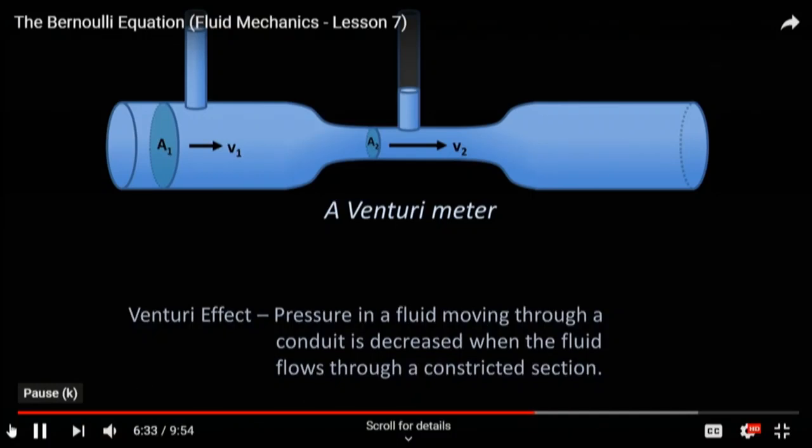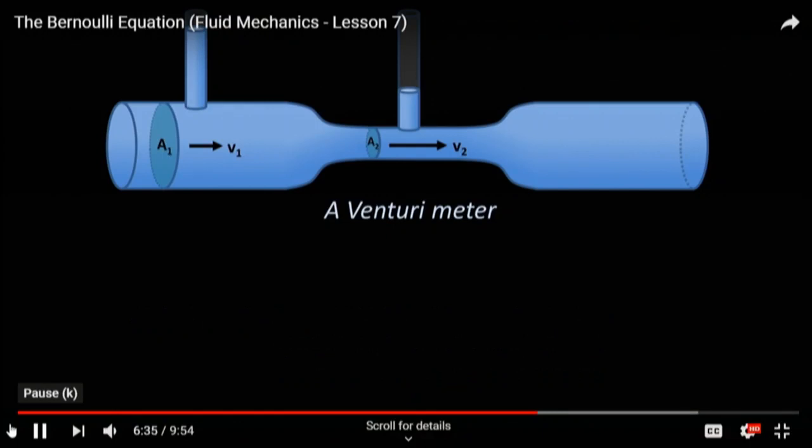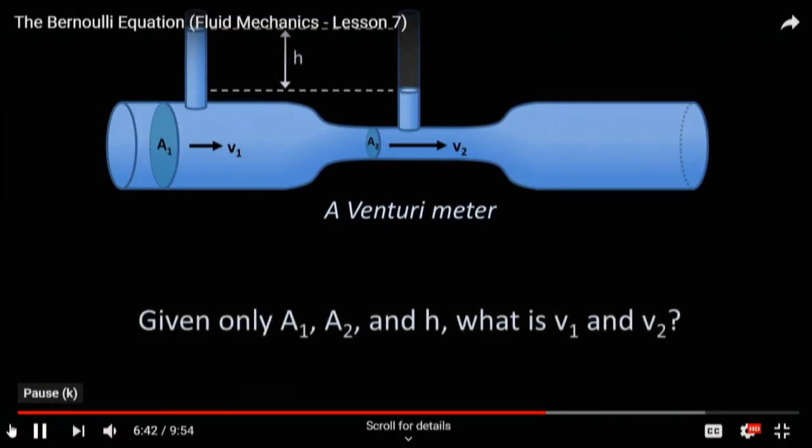How could we analyze this situation quantitatively? Suppose we can measure the height difference between the two columns, which we will call h. Given only A1, A2, and h, what is V1 and V2? I can imagine this seeming like a profoundly difficult problem, but I guarantee you that we have already covered all of the tools necessary to solve it within this video series.